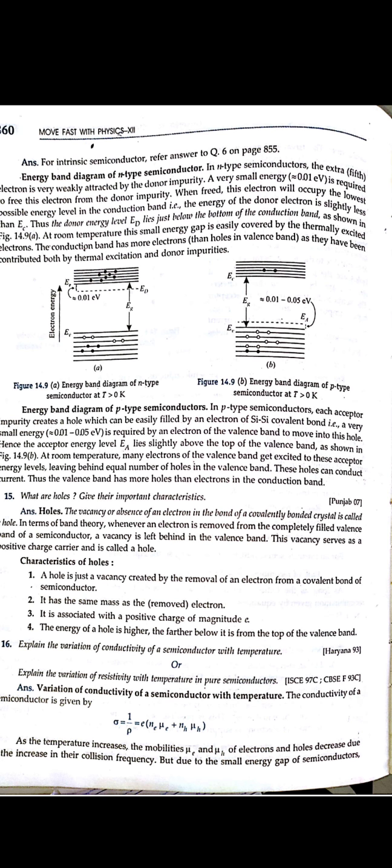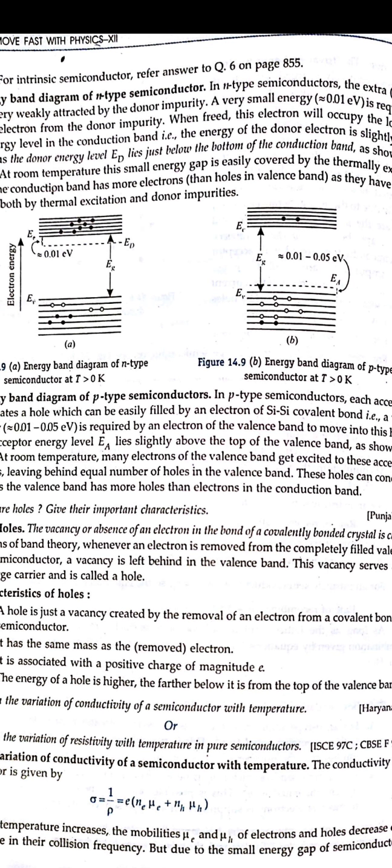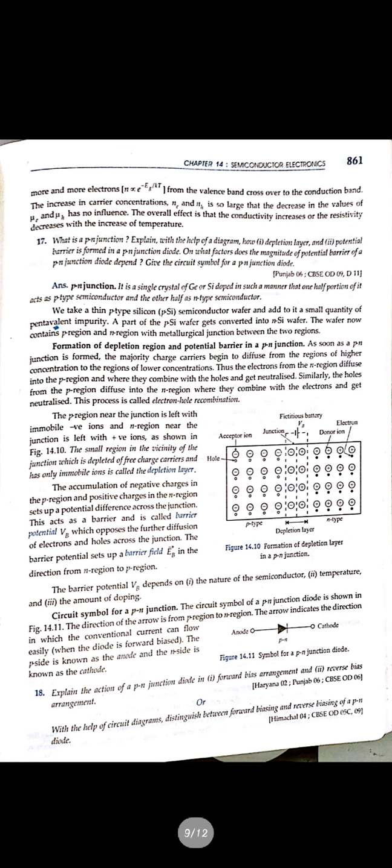So this was the conductivity formula, because we know that conductivity is the reciprocal of resistivity, and it can be given in terms of the mobilities of electrons and holes. So n_e e mu_e, that is the number density of electrons and the mobility of electrons. Similarly, the density of holes and the mobility of holes.